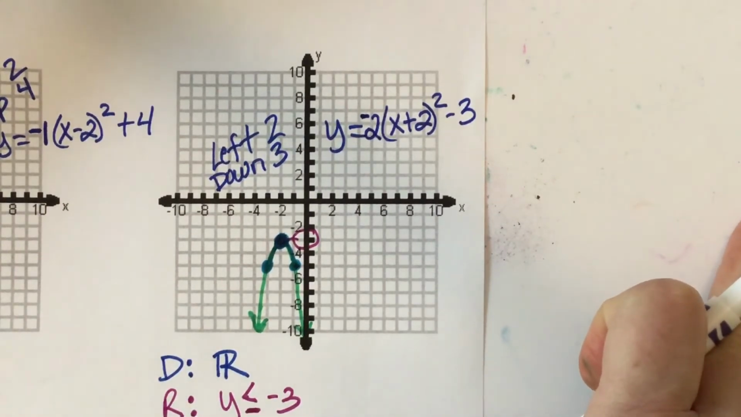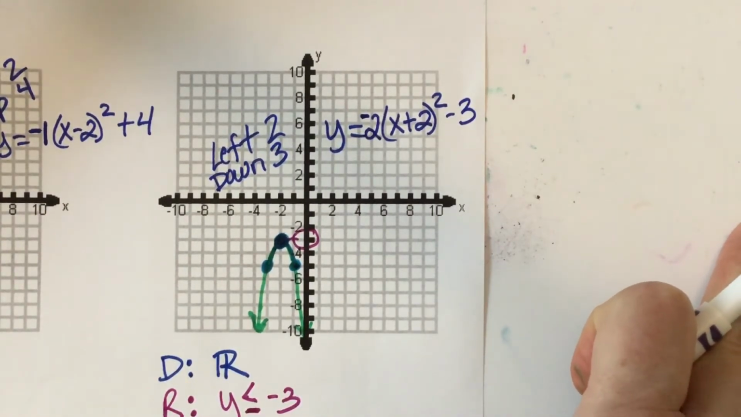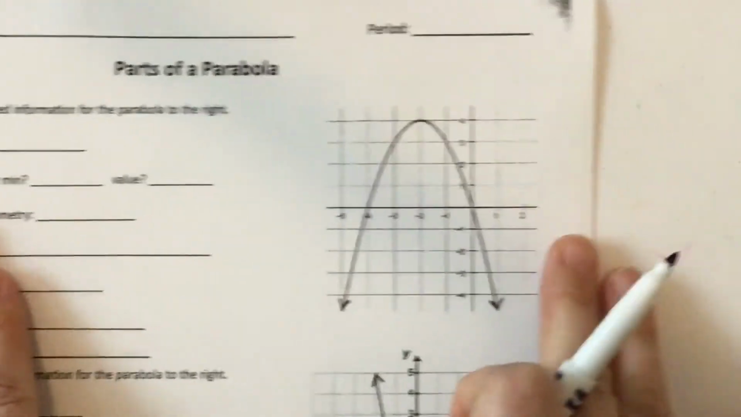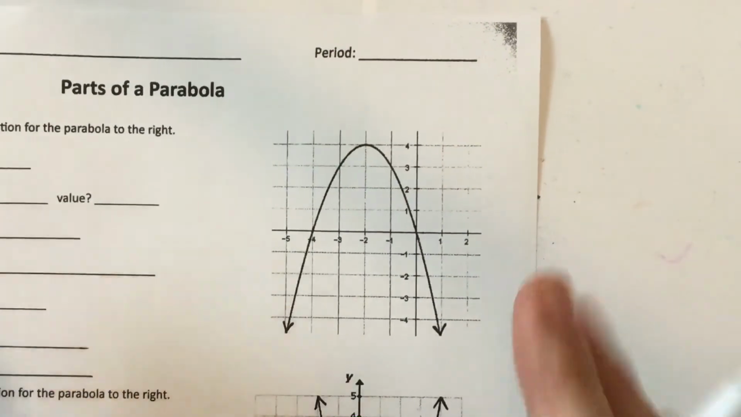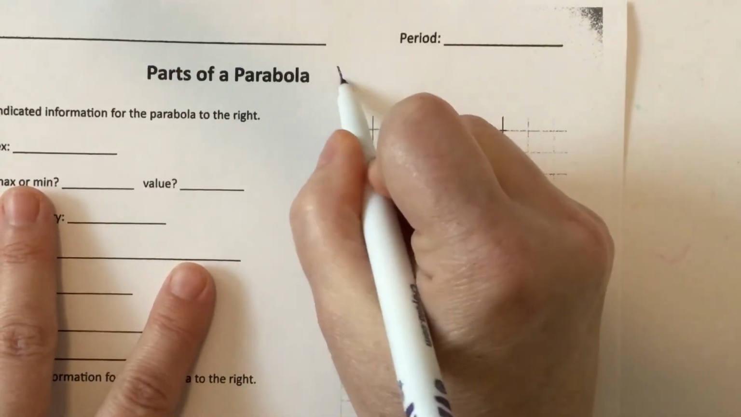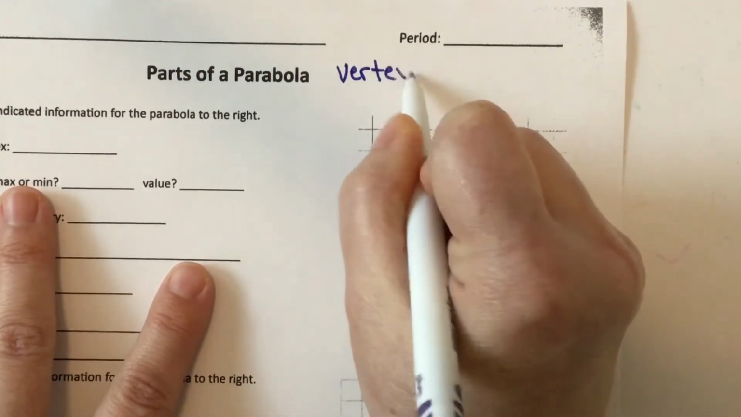Okay, so now I'm going to look at another page, and I'm going to do this again on the other page, but we're going to also throw in a little bit of review to see if you remember some other stuff. So first, let's do vertex form for this picture. So I'm going to write vertex form.